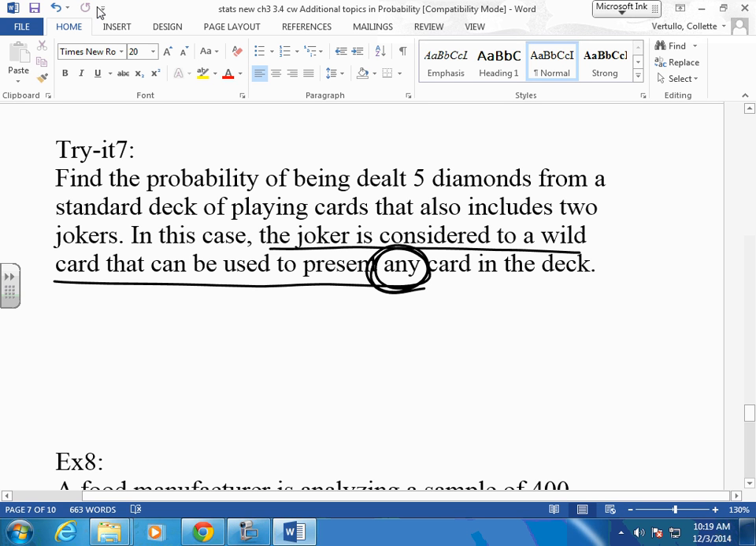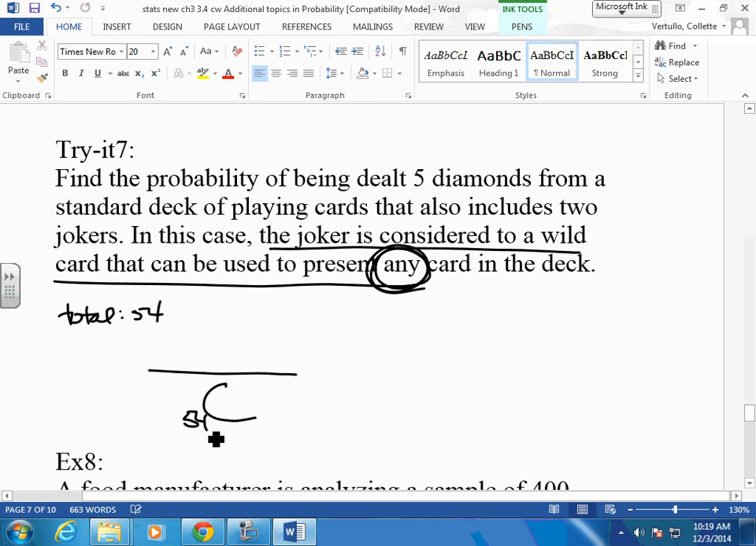So we agree we're picking up 5 cards from a standard deck now that includes 2 jokers. So Nick and Dan, you told me how many total cards we have. 54 total cards because we're counting. So any 5 out of 54, there's my bottom number. Here's my generic. Any 5 that I should pick.